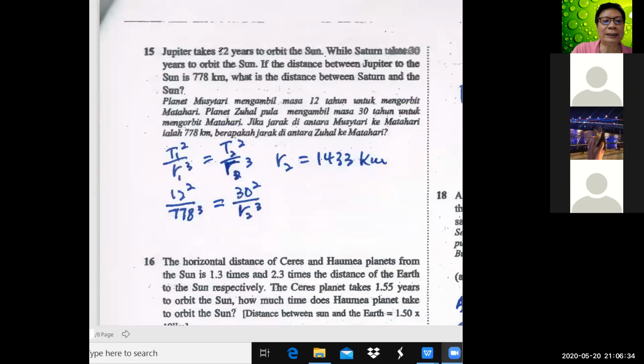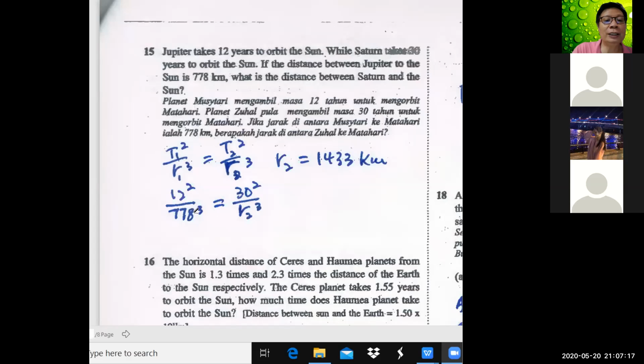Jupiter takes 12 years, this is the period to orbit the sun, while Saturn takes 30 years to orbit the sun. So straight away you know to use Kepler's third law. T squared over R cubed for planet 1, and T squared over R cubed for planet 2, different planets. Now for this one, 12 years goes here. The radius is 778 kilometers. I can leave it in kilometers, because here is kilometers and here also kilometers, so they cancel off, and there is no need to change to meters.